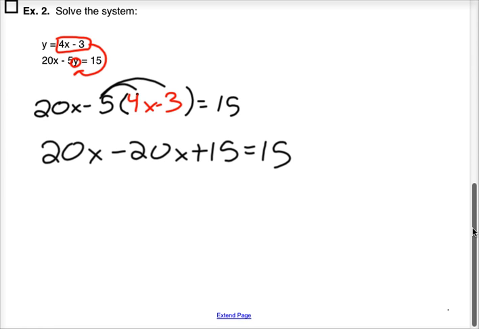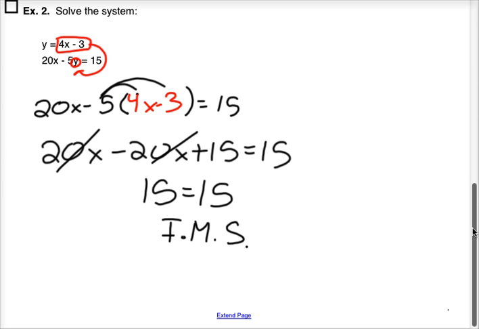And now I want you to notice what happens. 20x minus 20x, it ends up canceling out. And we are simply left with 15 equals 15. We're left with a true statement. So this time our variables canceled out and we're left with a true statement. So remember, that is our infinitely many solutions. So just two quick special cases for you right there.